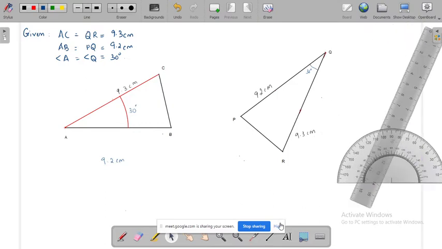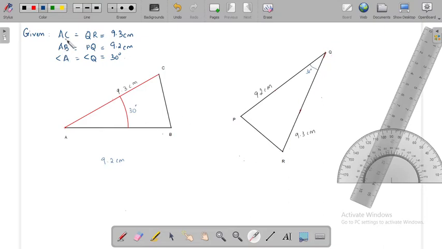Here I have two triangles, triangle ABC and triangle PQR, and it is given that two sides, AC and AB, and one angle, the including angle, are given. So the including angle and two sides are given. Here also, the sides PQ and QR as well as the including angle PQR are given.